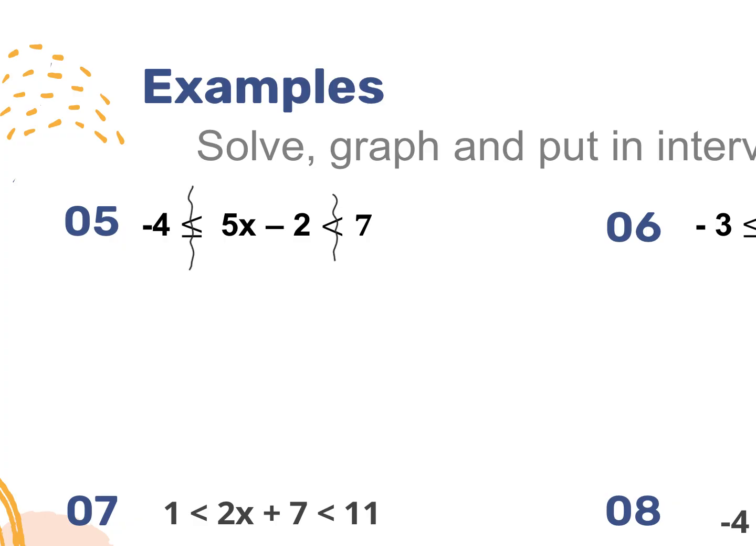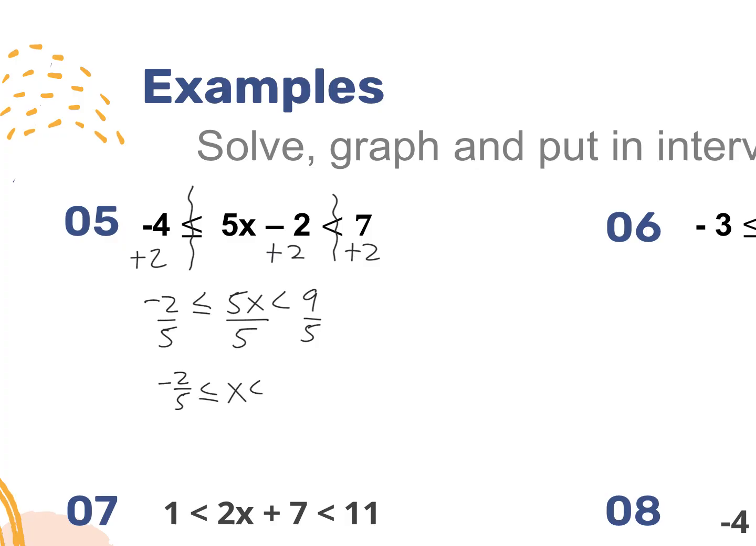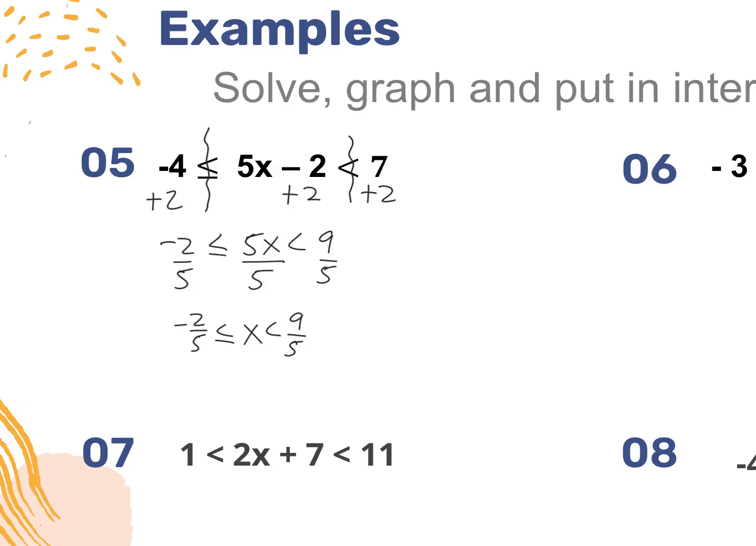So if I want to isolate my x, I can still just add 2 to all 3 parts of this inequality. That's going to leave us with negative 2 is less than or equal to 5x is less than 9. And then once again, I still have 3 parts here. I can divide every part of this by 5. And so I get negative 2 over 5 is less than or equal to x is less than 9 over 5. All right, and now x is completely by itself. This is our answer as an inequality statement.